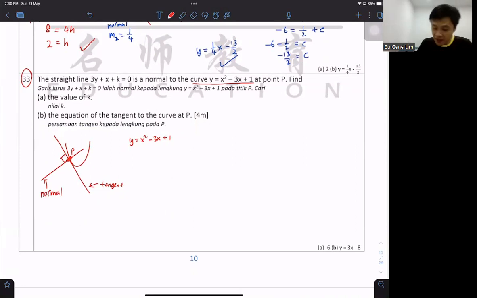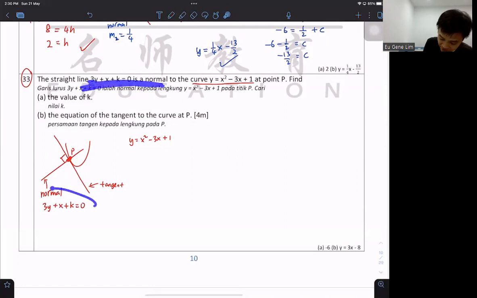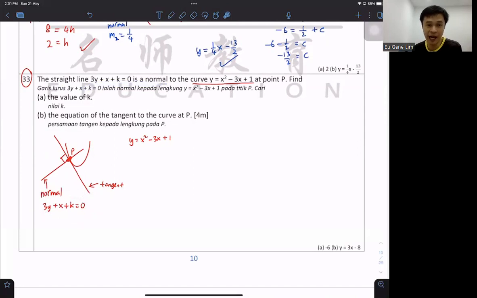So now the question says the straight line. This straight line is the normal. I mean, this equation is the normal, right? So this is the normal equation. Just write down 3y plus x plus k equals 0. This is the normal equation. So the question gives us the normal equation, then asks you to find k. Question A asks you to find k.